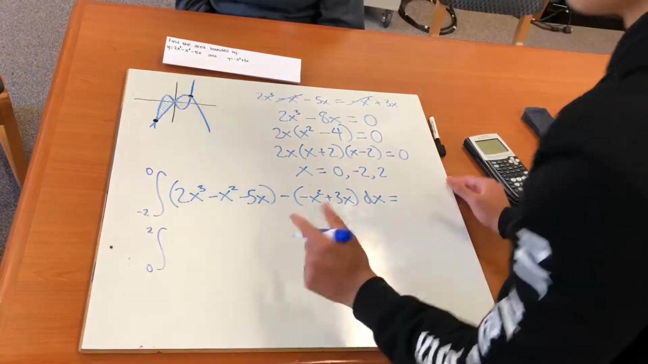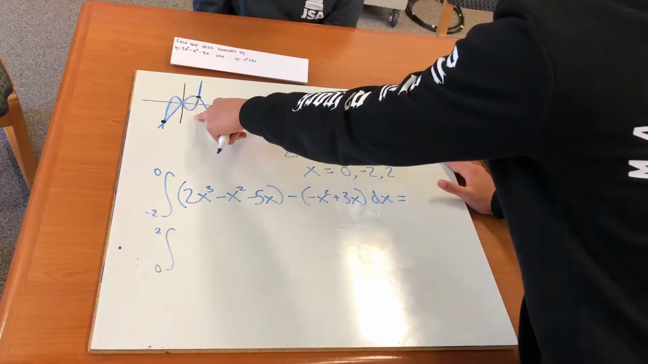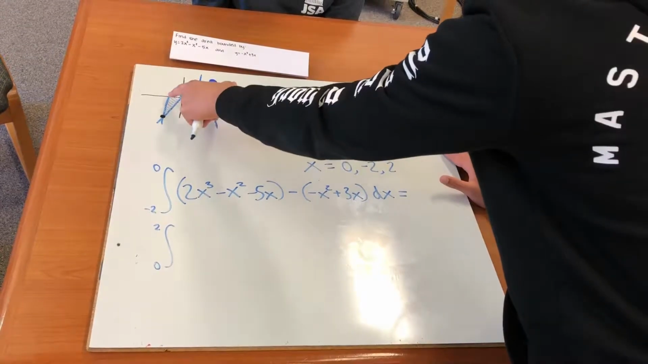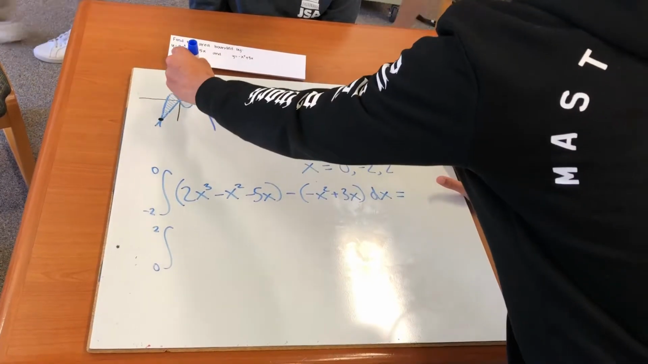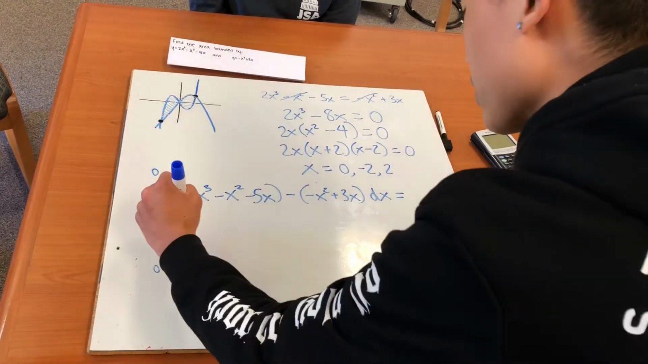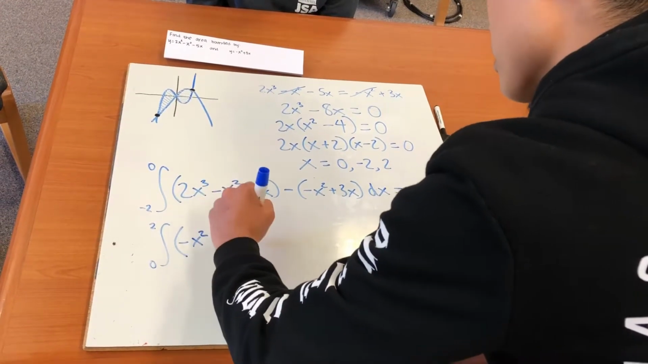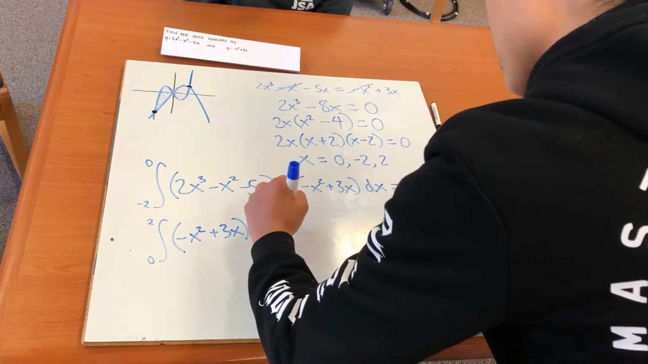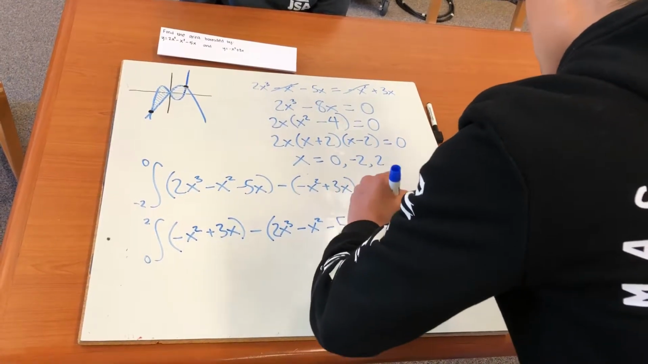Let's go back. However, we're going to do something different here because the top function is now negative x squared plus 3x. Here it was 2x cubed minus x squared minus 5x, but that one became the lower one, and then negative x squared plus 3x became the upper one. So we're going to subtract negative x squared plus 3x minus 2x cubed minus x squared minus 5x dx.